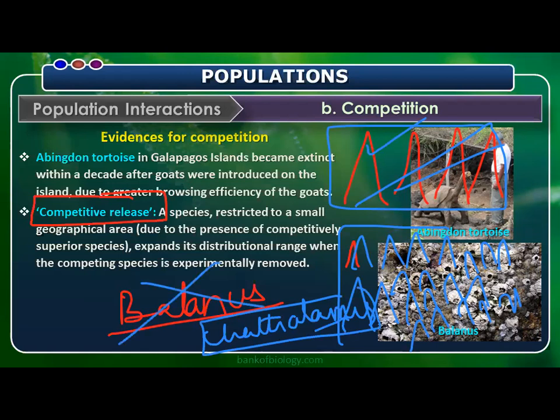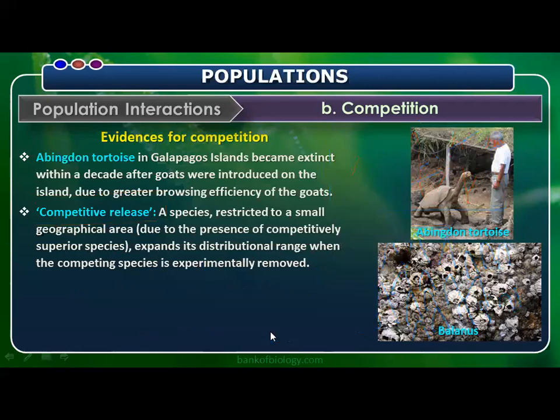What do you call it? Competitive release. You can learn this only through examples. A species restricted to a small geographical area due to the presence of a competitively superior species. Who is the competitively superior species? Balanus. It expands its distributional range when the competing species is experimentally removed. Whom did we remove? Balanus. Who flourished then? Chthamalus. That is to be remembered.